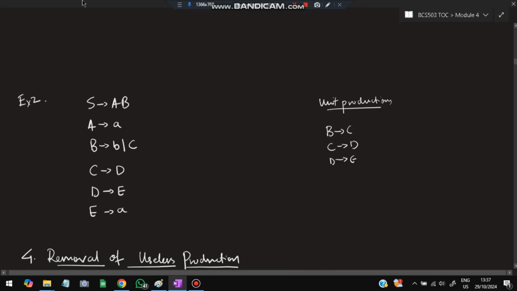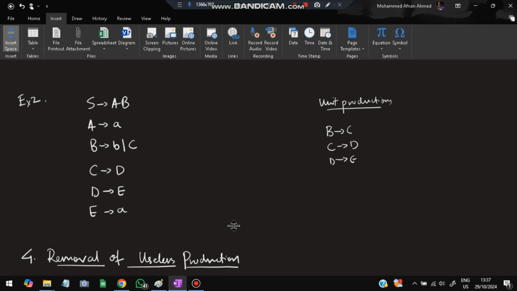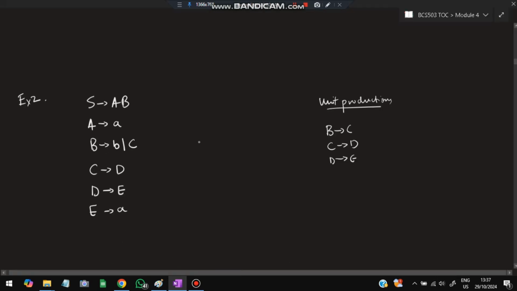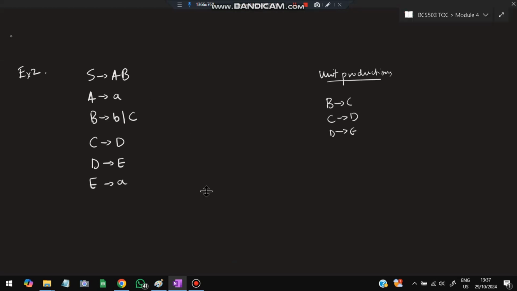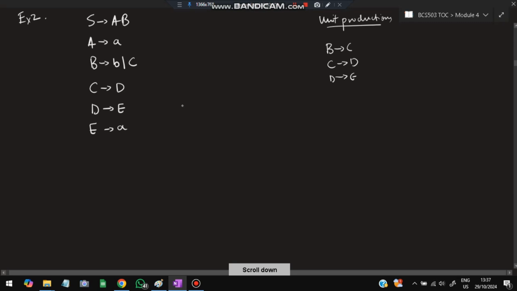Here, let me insert some space. See here also the same thing. Just keep following. The same rules we'll follow. First, find out the unit productions. The unit productions are B goes to C, C goes to D, D goes to E. Three unit productions are present here. Now start from the first unit production.